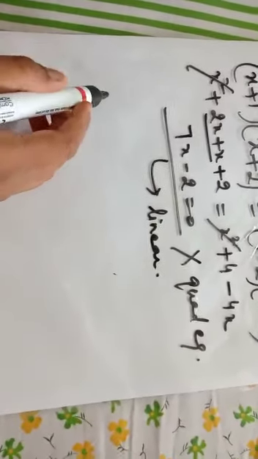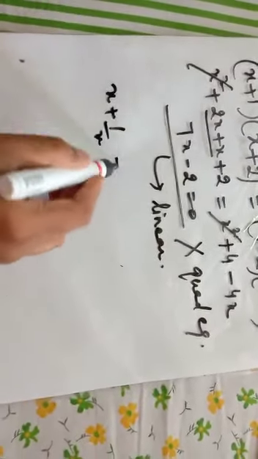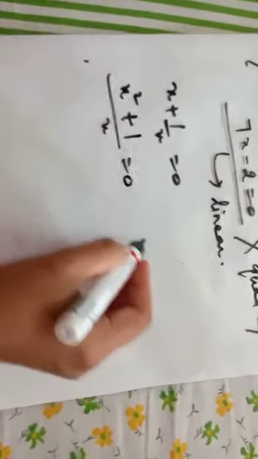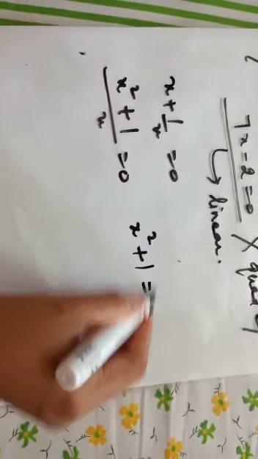Now let us write one more example. Suppose somebody says x plus 1 by x is equal to 0. Is this quadratic? I can check. I can take x square plus 1 upon x is equal to 0. Then x square plus 1 is equal to 0. Is this quadratic? Yes, it is quadratic.